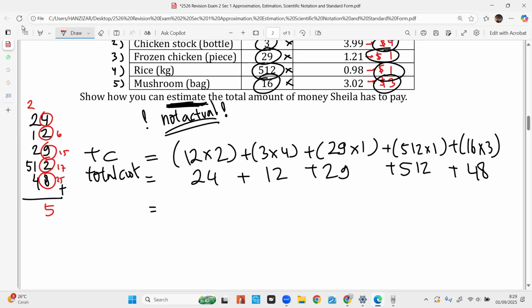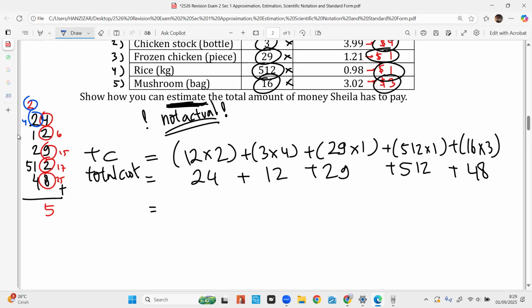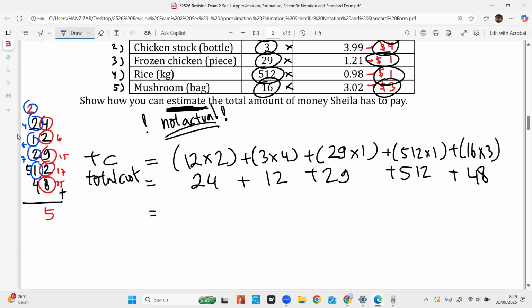Okay. Now 2 plus 2, 4. 2 plus 2, 4. 4 plus 1, 5. 5 plus 2, 7. 7 plus 1, 8. 8 plus 4, 12. Not enough space, 12. So 1 plus 5, 625. So her monthly cost is $625.